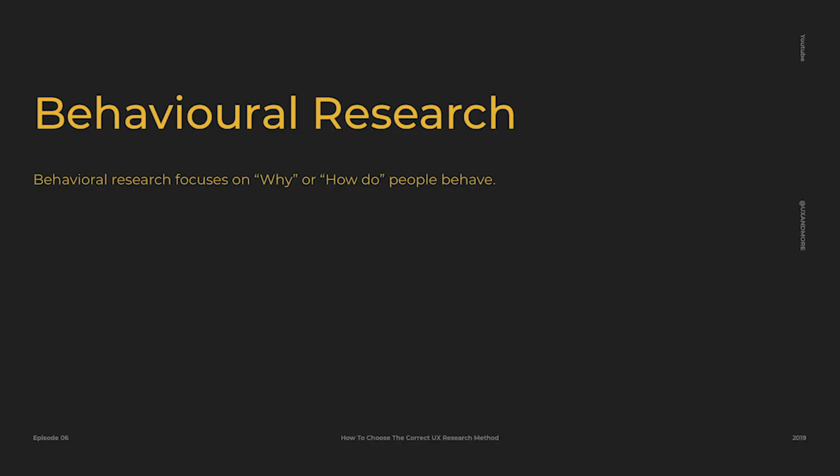The third type of UX research method is called behavioral research. Behavioral research focuses on why and how people behave in a certain way. So if you need data around how the users will behave, or how will they take a certain action, or why will they take a certain action, then you use behavioral research. Some of the common examples of behavioral research are A/B testing, usability studies, and ethnographic studies.